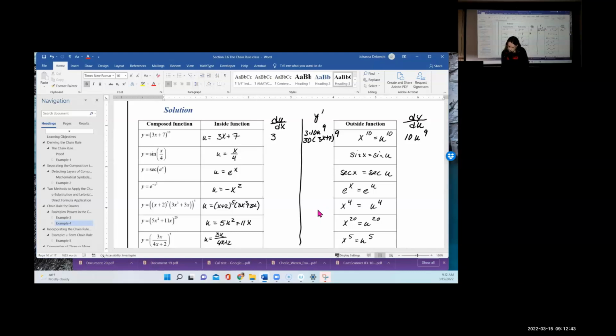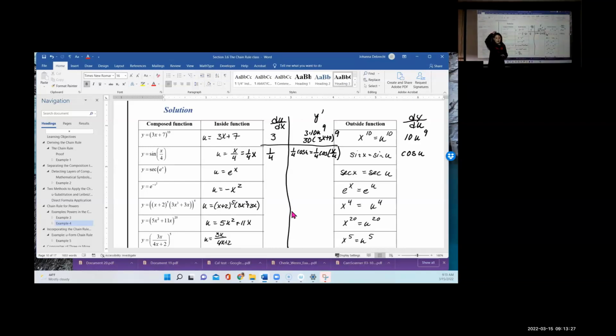Let's take a look at the next one down. For the next one, the derivative of the outside function would be cosine of u. When we take the derivative of the inside function, u is x divided by 4, or 1/4 x. So the derivative is 1/4. And that means when I take the product, I get 1/4 cosine of u, which gives me 1/4 cosine of x over 4, since u was x divided by 4.